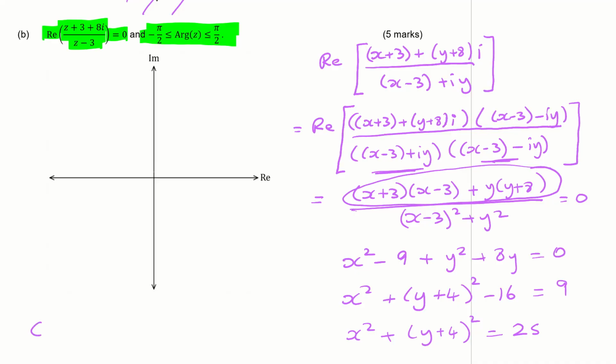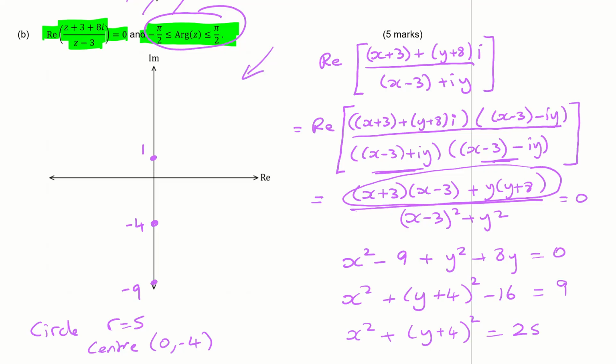And so what we have there is a circle with radius equal to 5 and the center at 0, negative 4. So the center we could put sort of here at negative 4. The radius is 5, which means in this direction it would go up to 1. And down here it will go down to negative 9. This bit tells us that it's only going to be in this side of the diagram. We won't get anything to the left of the imaginary axis.